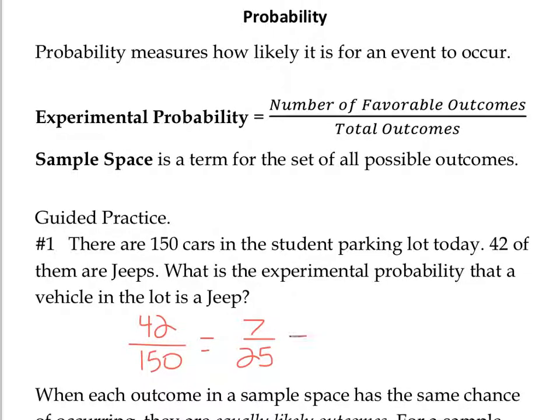As a percentage, we could turn this to a decimal. It'd be 0.28, and that comes out to 28%. So it'd be a 28% chance that we would have a Jeep if we picked one out of the parking lot. Okay, so different ways we can recognize and write probabilities. It's favorable outcomes out of total, and know what that looks like as a fraction and as a percentage.